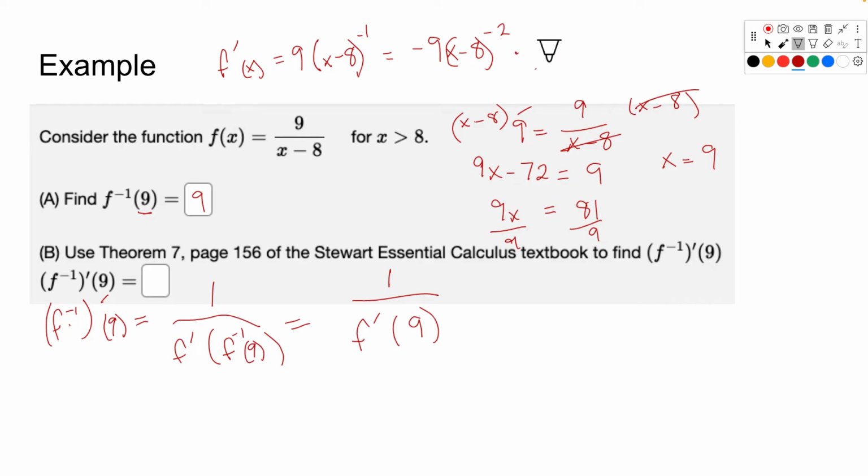I'm going to put that there to remind us we did use the chain rule on this. And so if I rewrite this, it's just going to be negative 9 times x minus 8 to the negative 2. This is the derivative function. Let me write that down here. So all we have to do is find the derivative of the original function at 9. So that's going to be negative 9 over 9 minus 8.